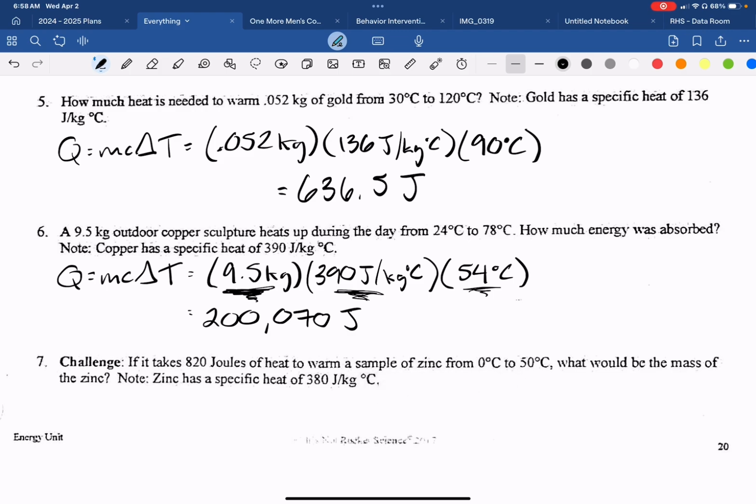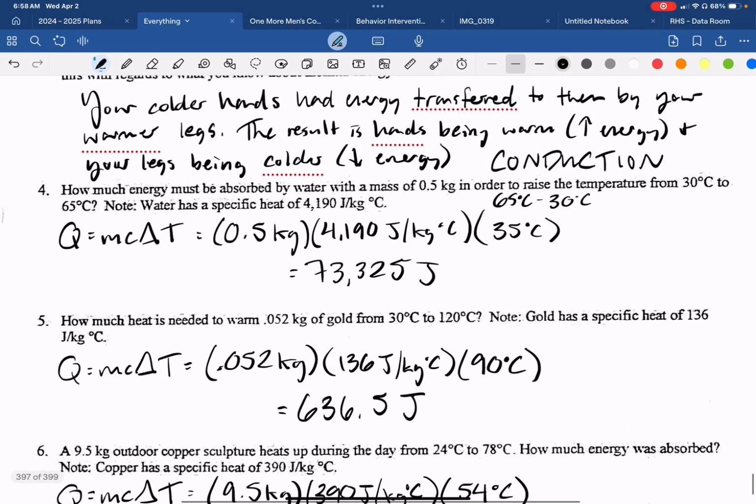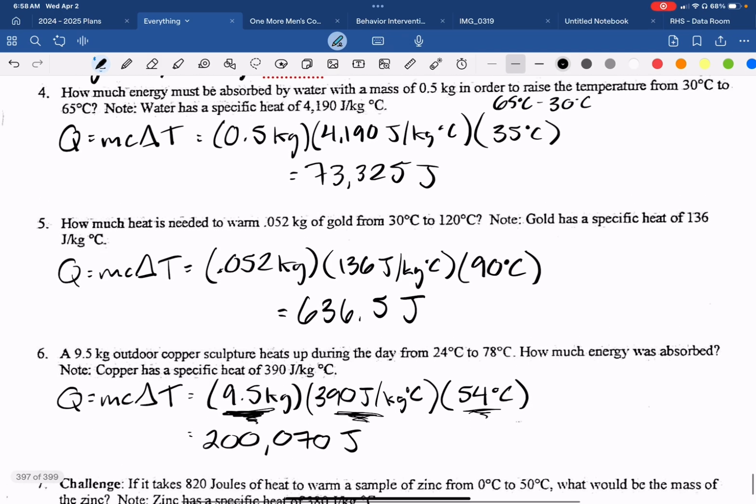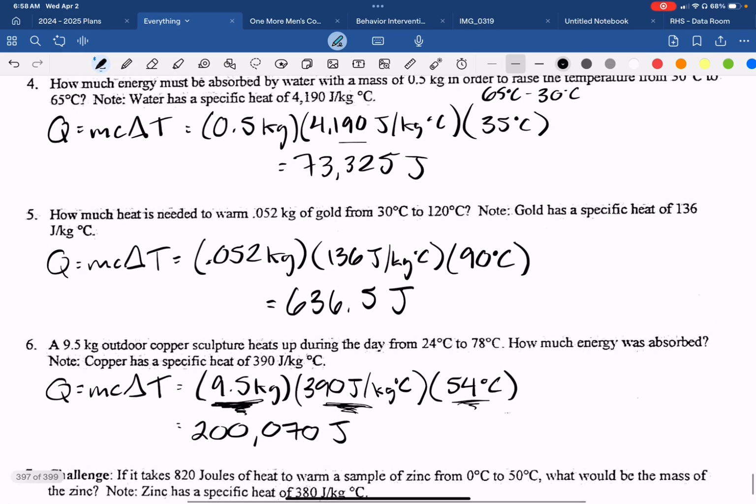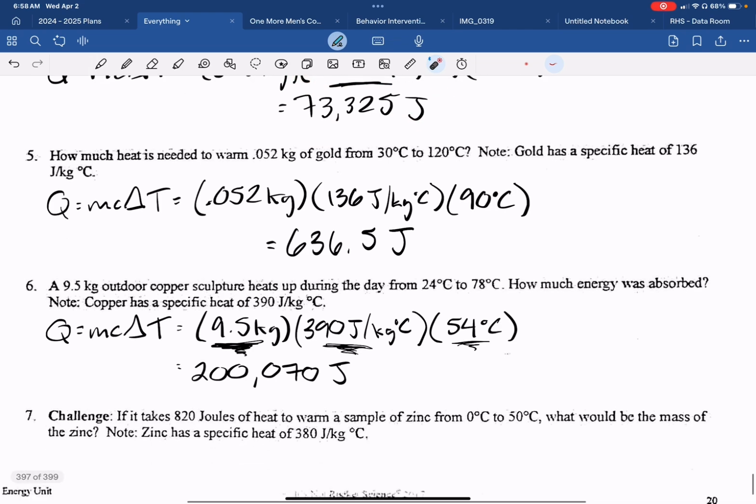Gold is a better conductor than copper, and water is very hard to heat up. You notice this when you look at the specific heats. So water has a high specific heat. It takes a lot of energy to heat it up. Gold and copper, much lower specific heats.